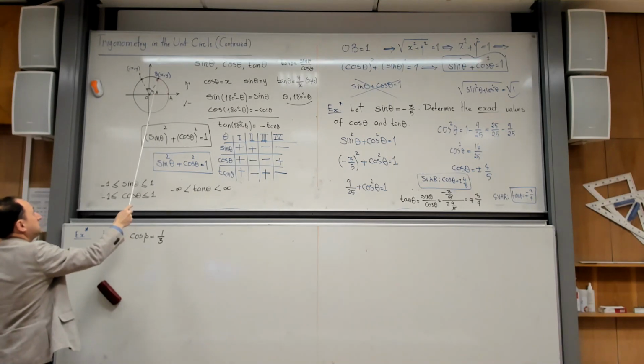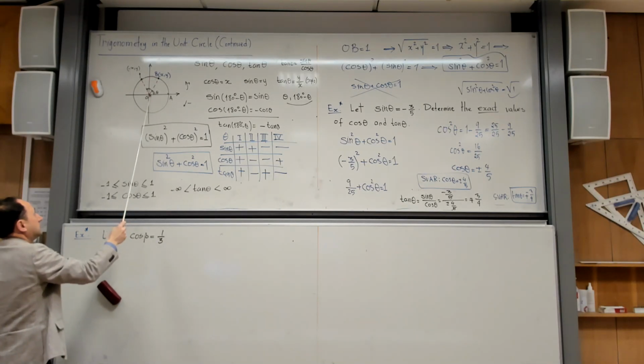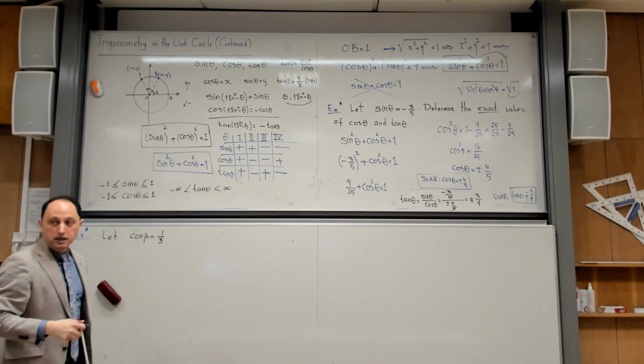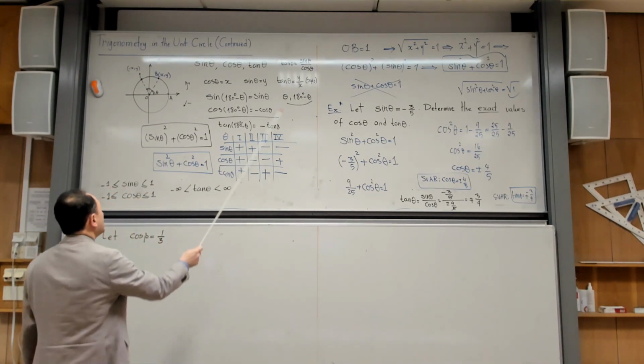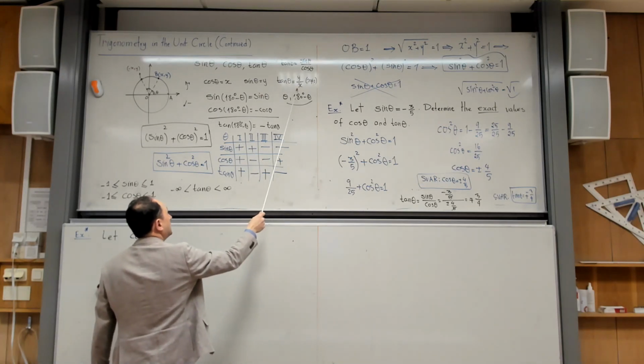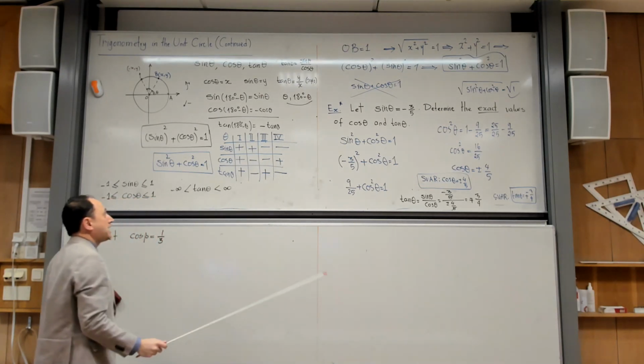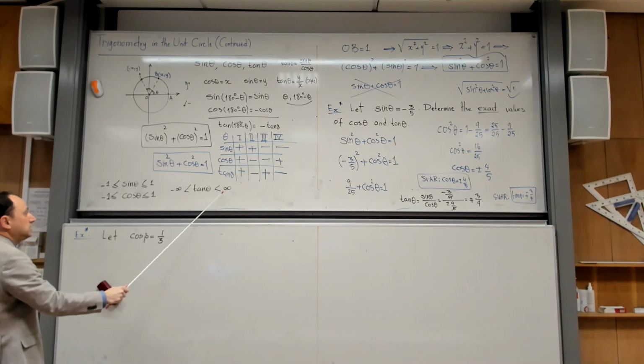So I go a little bit up. If I am here, the x coordinate is this much. If I get closer to 90 degrees, the x coordinate becomes smaller. I can make x smaller and smaller and smaller. So this means that this fraction becomes bigger and bigger and bigger without any bound. So tangent can go really up to infinity.